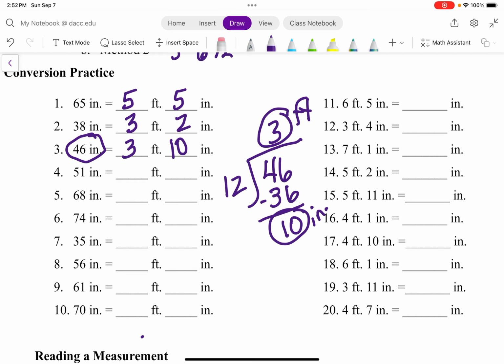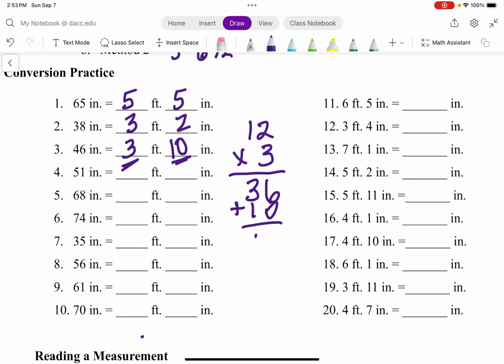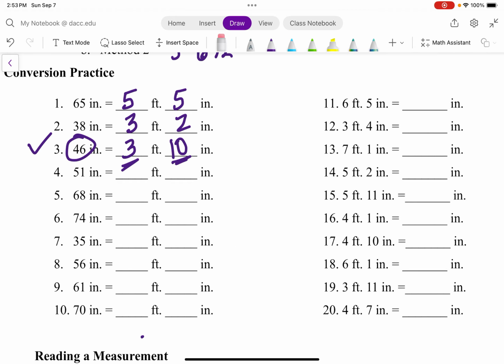Now, one thing that you can do to make sure that you're getting the correct answers on these is just do the reverse order of operations. So we can take the 3 feet and say, okay, so we have 3 feet. Let's multiply that by 12 to get inches. So how many inches are in 3 feet? We know that's 36. Add the number of inches, 46. 46 matches 46. So we know that number is correct. 3 feet, 10 inches is correct. So you can always double check your answers to make sure you're getting it correct.